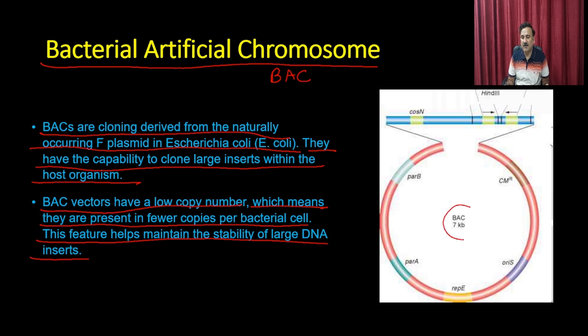And this is the vector map of a BAC, where you have the size of 7 kb and the different types of properties, and this is the multiple cloning site where you are actually going to insert the foreign DNA.